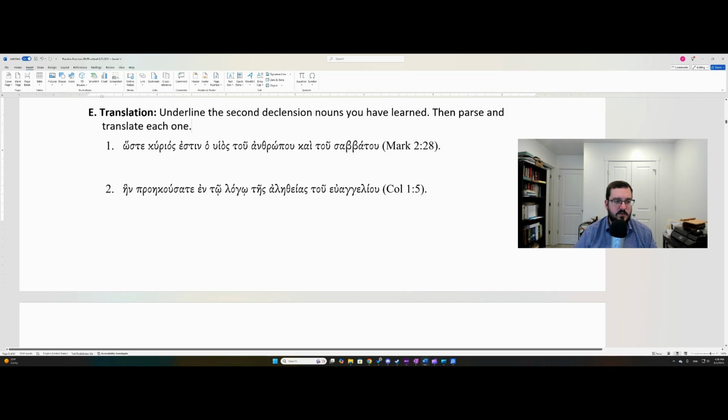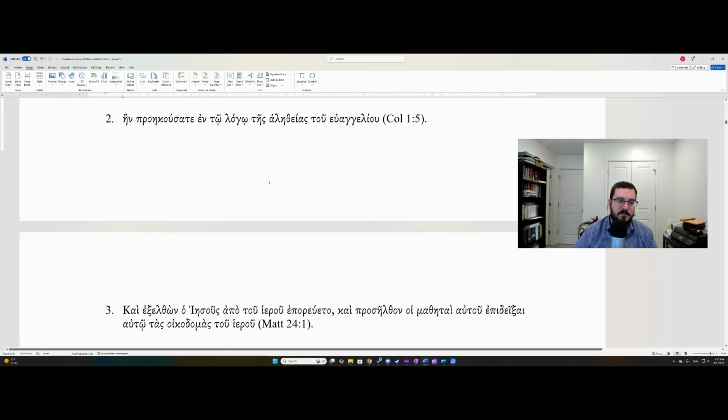Some second declension nouns. We see kurios. We see huios. We see anthropos, right? We've got 3 right away. This one doesn't have an article. This one does. And so does this. We have the Son of Man. So that Lord is the Son of Man, even of the Sabbath. Probably smooth that out in English and say the Son of Man, so that the Son of Man, or therefore the Son of Man, is Lord even of the Sabbath.